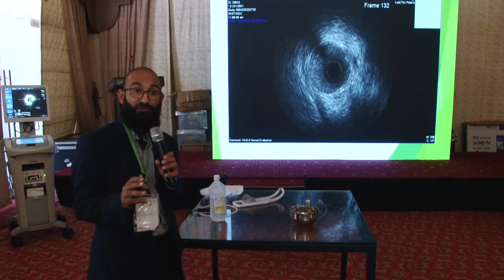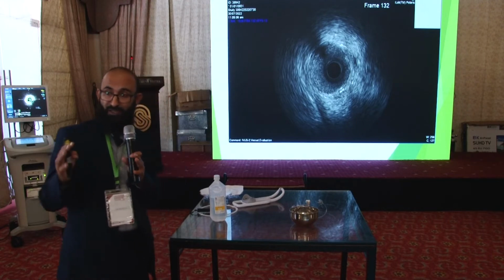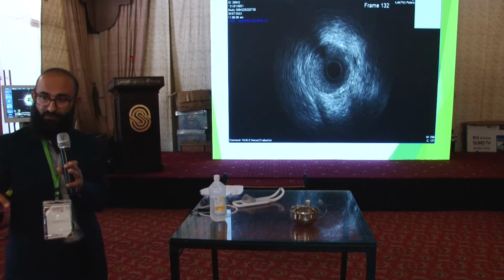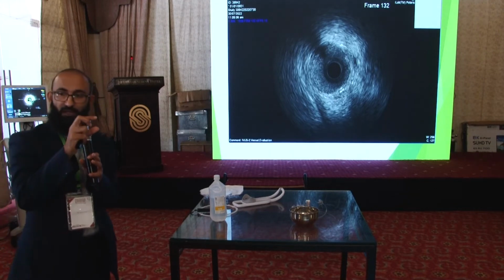So I was also telling you about the underexpanded part of the stent. You can size your vessel, you can have a reference diameter, your proximal, and you can upsize accordingly.